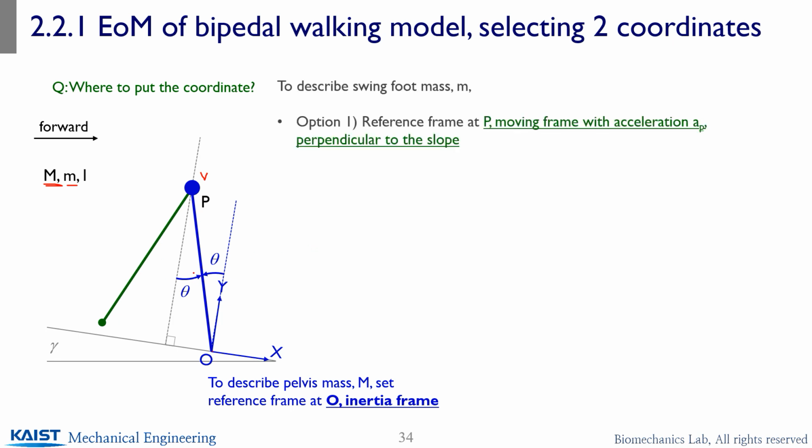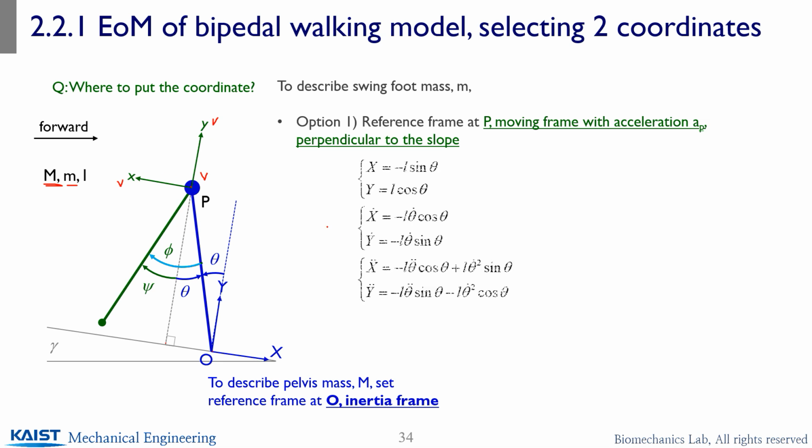How about the reference frame to describe the swing leg? To describe the swing leg, I'd like to set the reference frame at the pelvic point, P, and then describe the relative motion of the swing leg with respect to that point. Those frames are not rotating and are perpendicular, similar to the reference frame for the stance leg. I'm going to make it parallel to the slope, so small x and y. And since I'd like to define the coordinates counterclockwise, I set the direction of x and y this way.